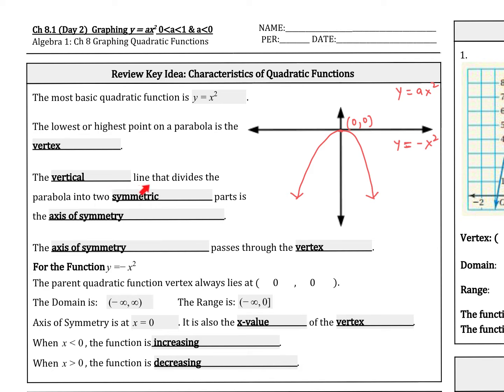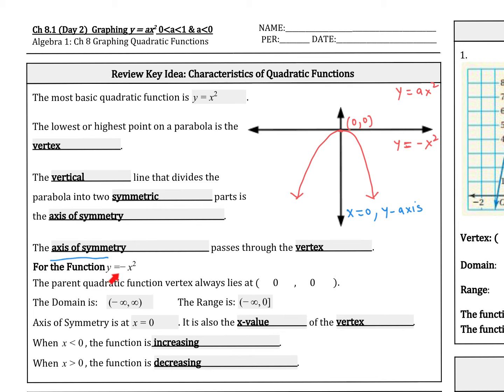Now the vertical line that divides a parabola into two symmetric parts is called the axis of symmetry. The line is also the same, and that line is x equals 0. So this is x equals 0, or it is also called the y-axis. The axis of symmetry passes through the vertex. It always passes through the vertex, and it always has the x value equal to 0 when it passes through 0, 0. So the axis of symmetry is always x equals the x value of the vertex.